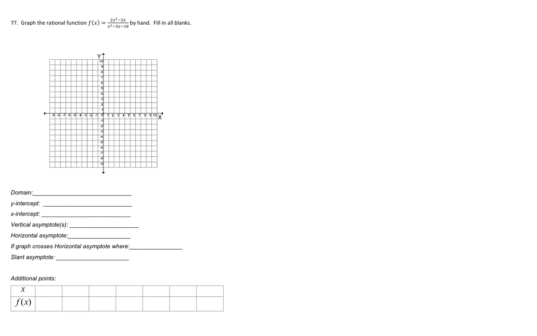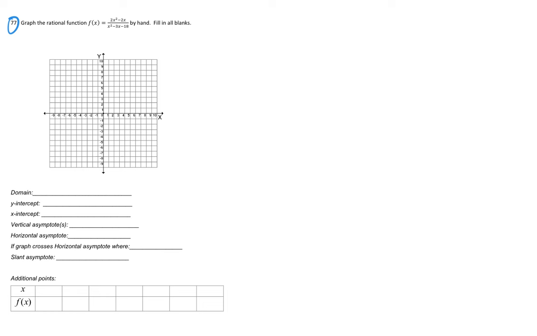All right, last but not least, 77. Graph the rational function f of x is equal to x squared minus 2x divided by x squared minus 3x minus 18. Okay. To help us out, we're going to start filling out the charts below. So we're going to determine the domain of this function.